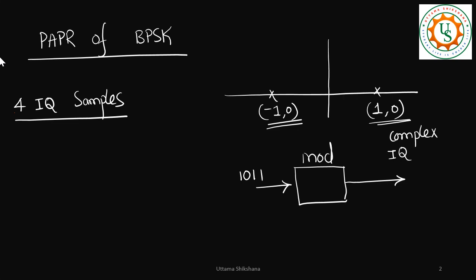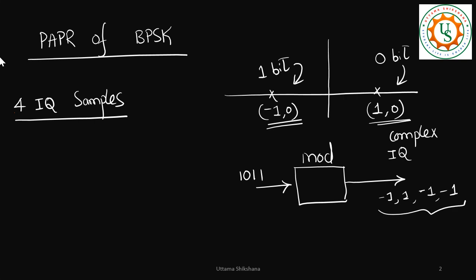As per this, let's say bit 0 is mapped to this one. Let's say bit 1 is mapped to this value. So for this, what I will get is minus 1, right? Minus 1 comma 1 comma minus 1 comma minus 1.